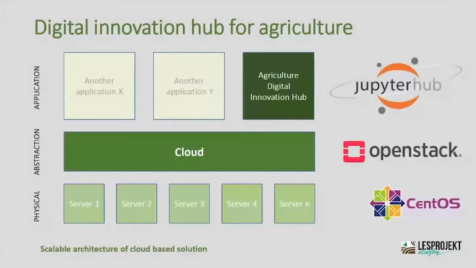If we look further at how it's composed, since it's built on a cloud, down there are physical servers which are connected in a virtual cloud, which is running on OpenStack, and on top of it there are several applications, and one of these applications is just this Agriculture Digital Innovation Hub. There are of course other applications, portals, other servers, whatever.